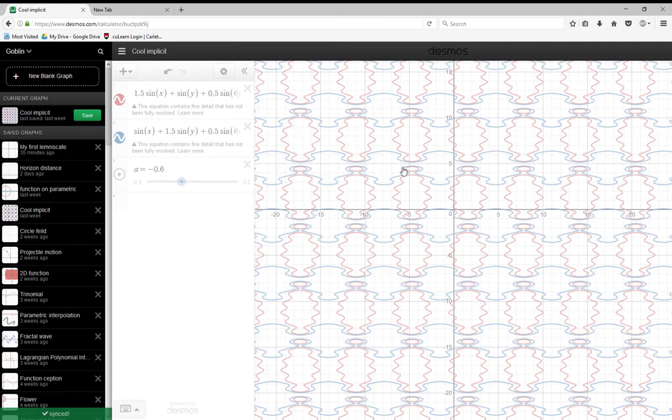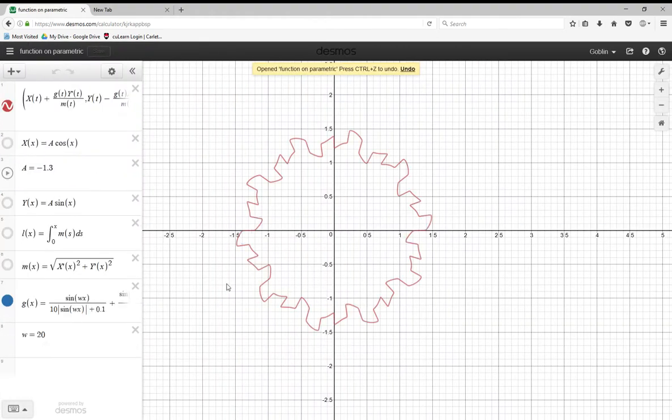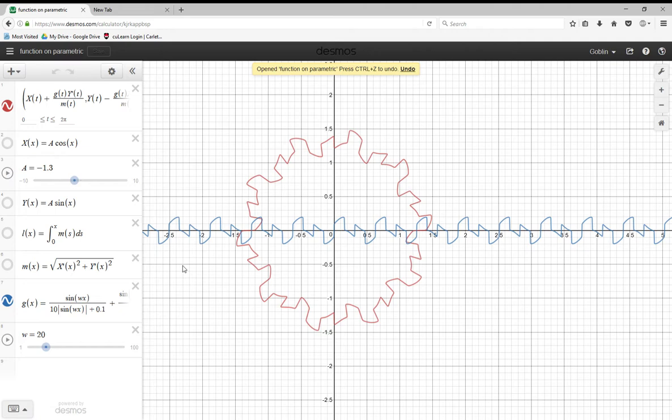So I was able to make this cool pattern. I wanted to make a repeated pattern that went out in all directions. I was able to do that with sine waves. Here I wanted to figure out a way of putting any function onto any parametric equation.